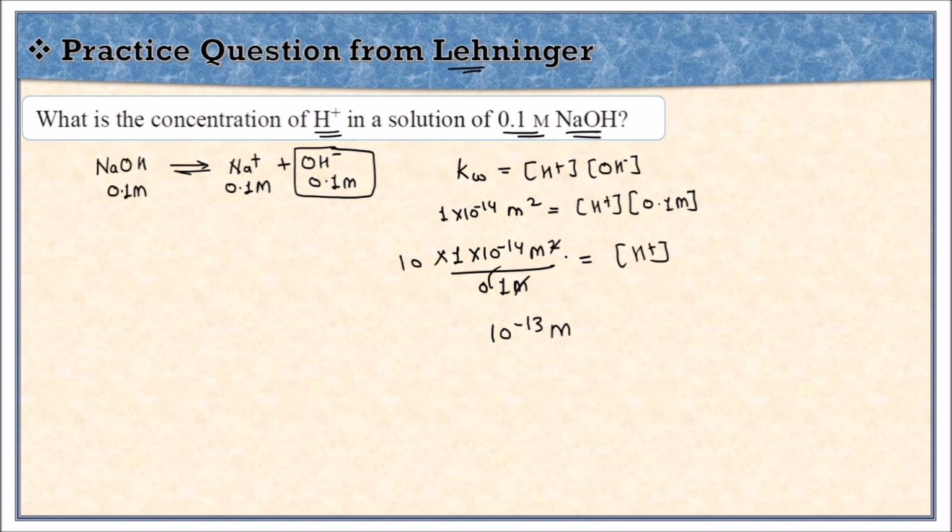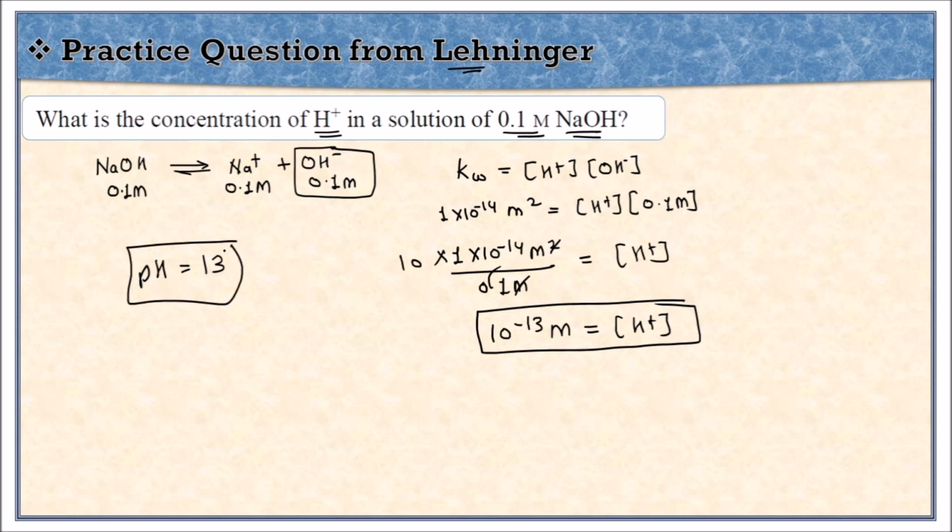The molar units will cancel, and it will give us H plus. So this is the concentration of H plus in our solution, and if you want to find out the pH, the pH will be 13. That we have already discussed how to calculate. So this is one of the examples from Lehninger's book.